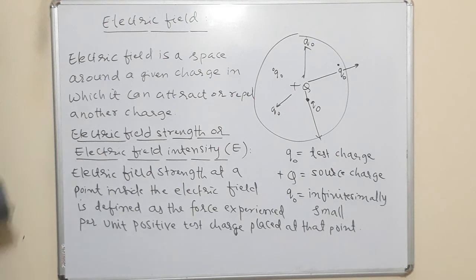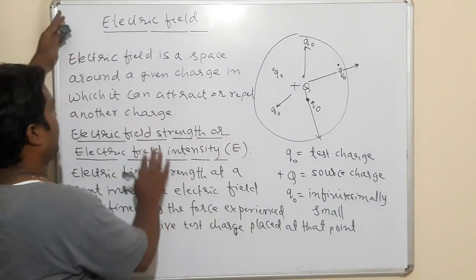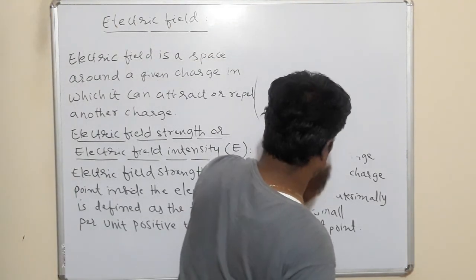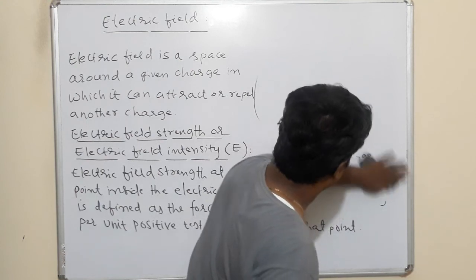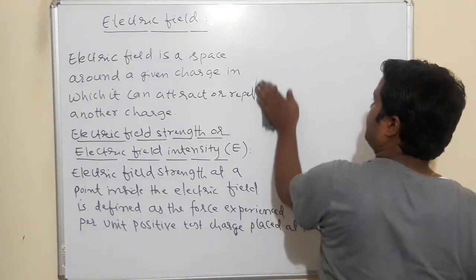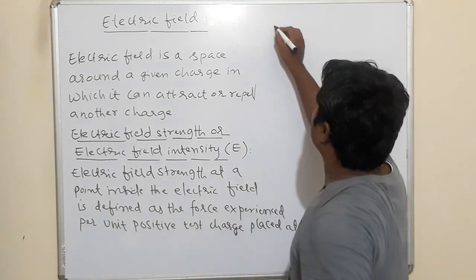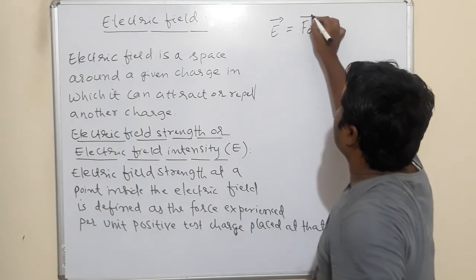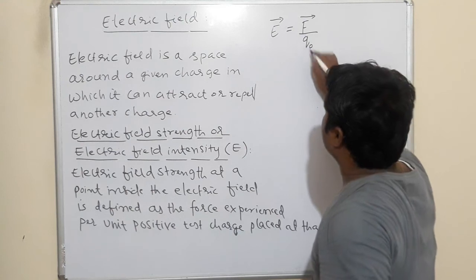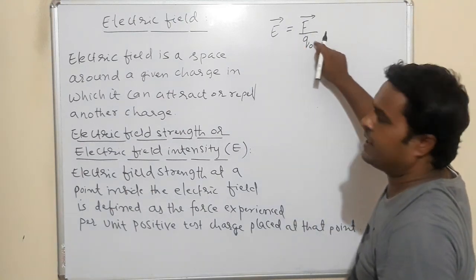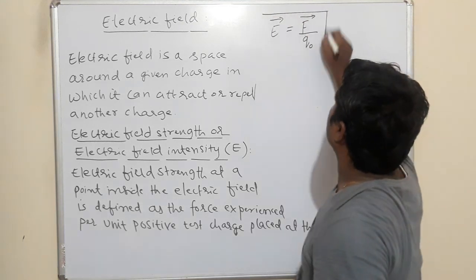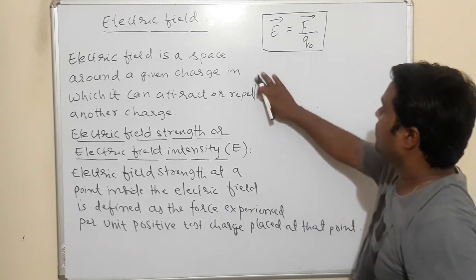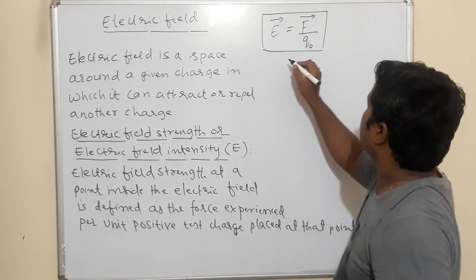Okay? Note these things. Electric field and electric field strength means the electric field strength at a particular point inside the field. The electric field strength, which is a vector, is given by the force acting per unit positive charge, the force acting per unit charge placed at that point. This is called electric field strength.